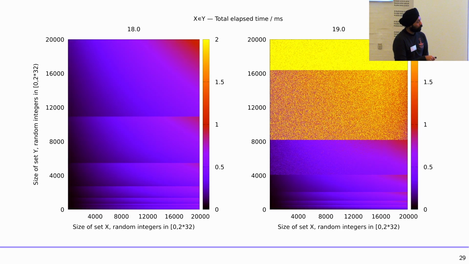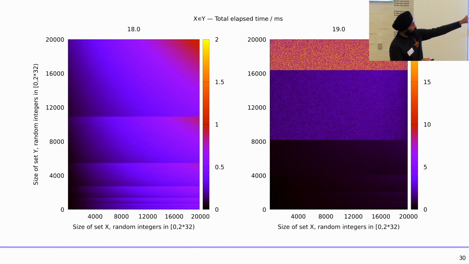If we go up to arrays of length 20,000, however, again, we see the same issue as before. In 19.0, performance degrades as we increase the size of the arrays. And again, if we keep an eye on the scale on the right-hand plot, we go from 2 milliseconds up to 20 milliseconds. So 10, 15 times the performance degradation in 19.0 as compared to 18.0.